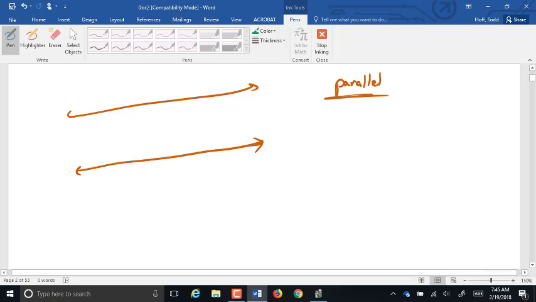To be parallel, the technical term is everywhere equidistant. That just means always the same distance apart.